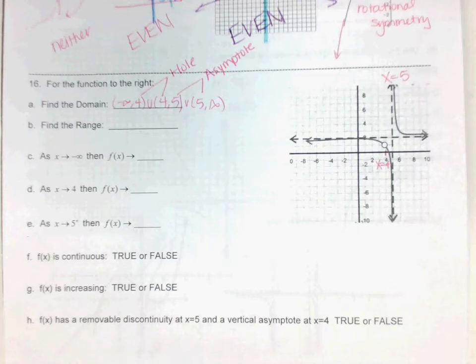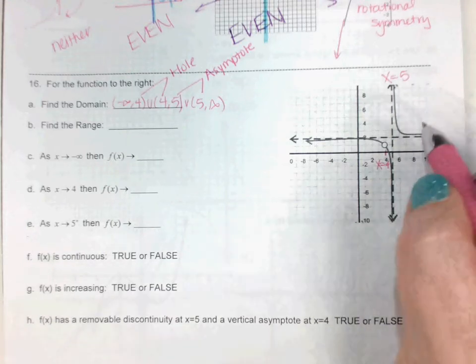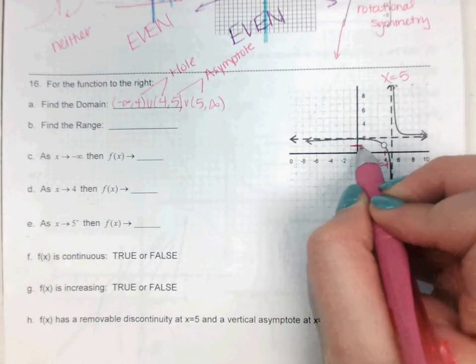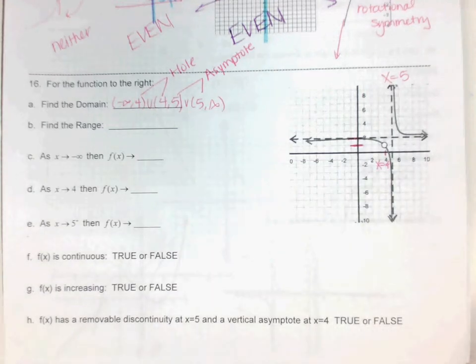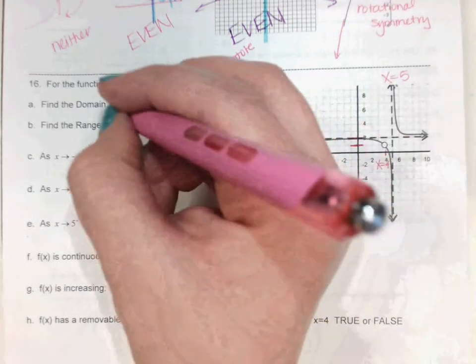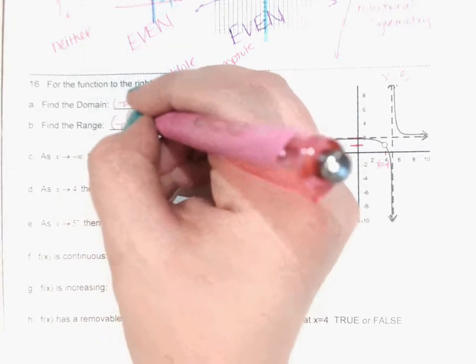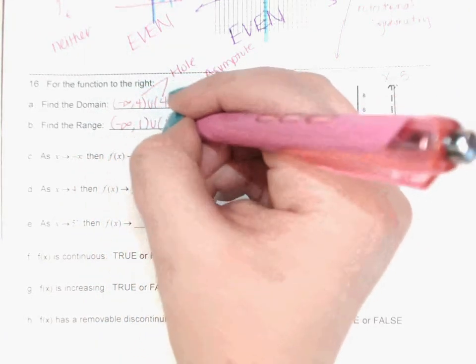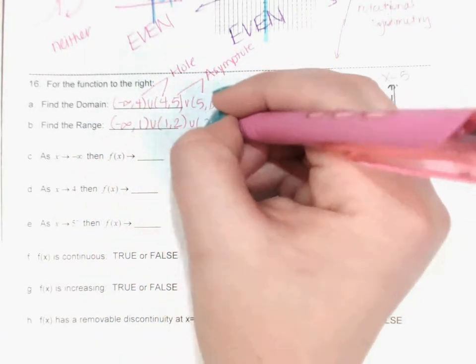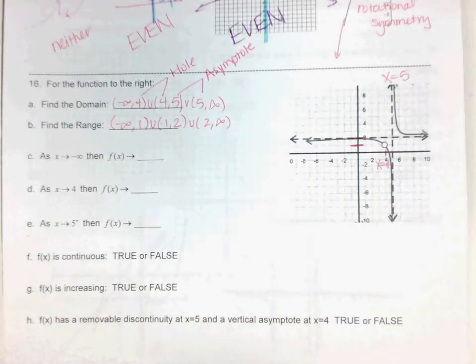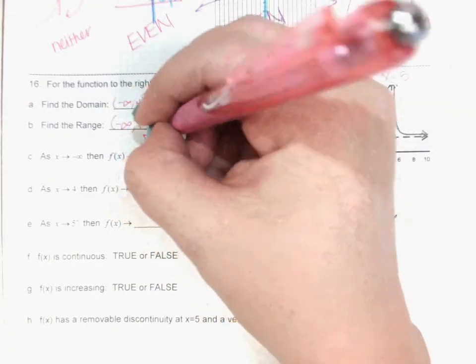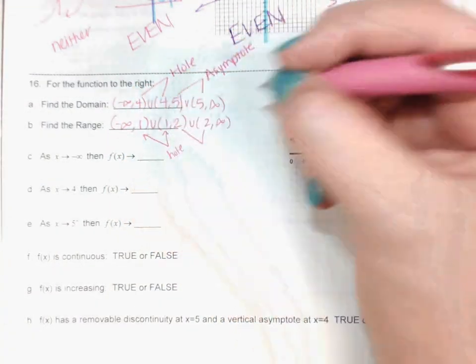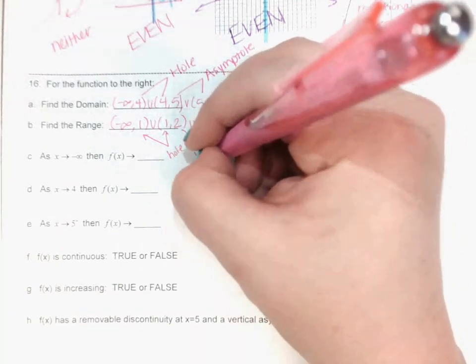What y's can I not touch? Where's the y value of the hole? Okay, my hole is at 1. Where's my asymptote? 2. Then that means I can't touch either one of those. I can't touch 1, I can't touch 2. So negative infinity to 1 for the hole, 1 to 2. Okay? So 1 is the y value of the hole, and then 2 is where the horizontal asymptote is.